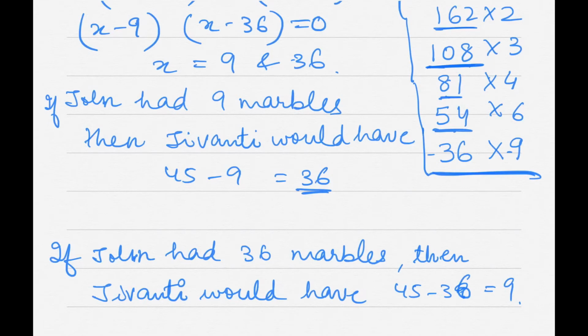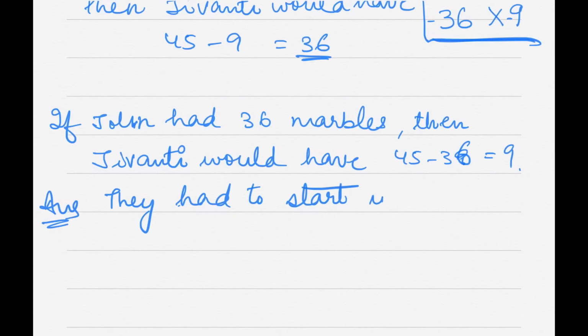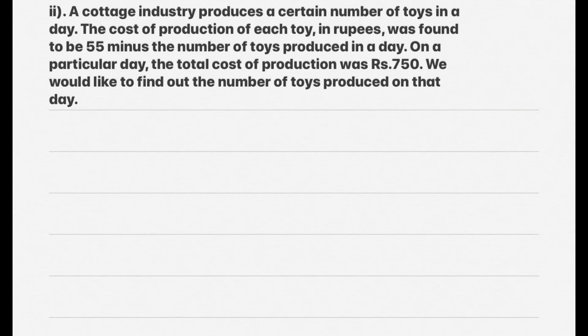So the question was not about how much John had. They had asked what is the number of marbles they had to start with, right? So the answer I can write down is that they had to start with 9 and 36 marbles, correct? So that's my answer.